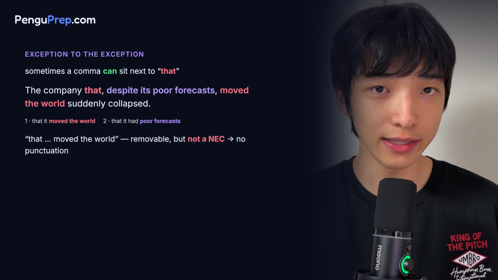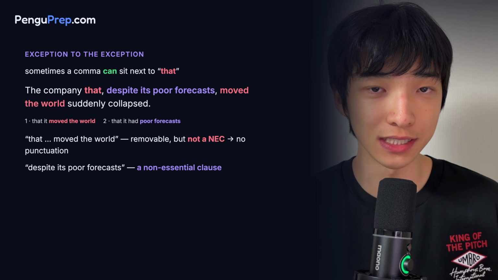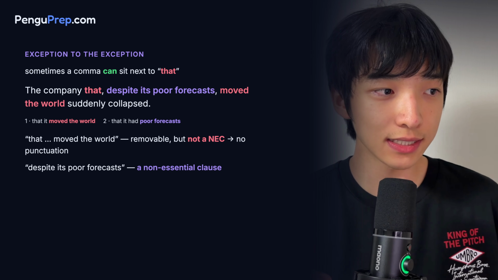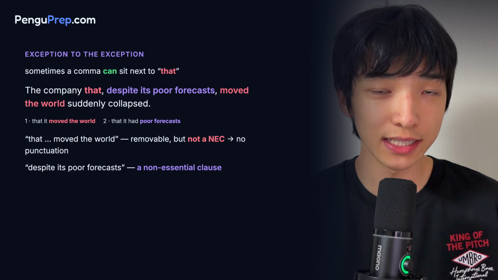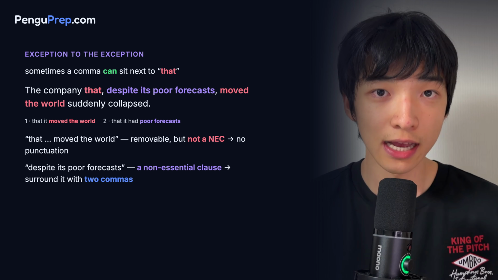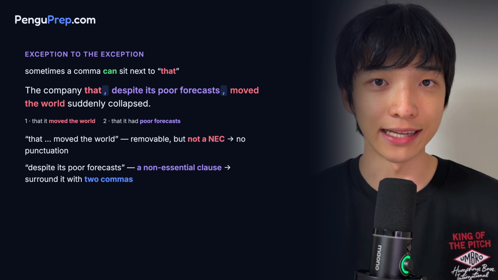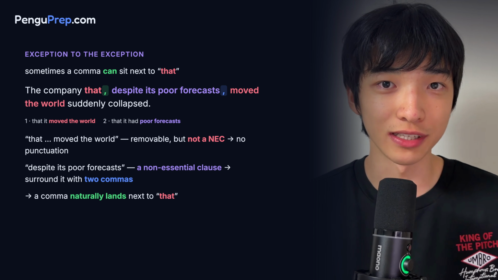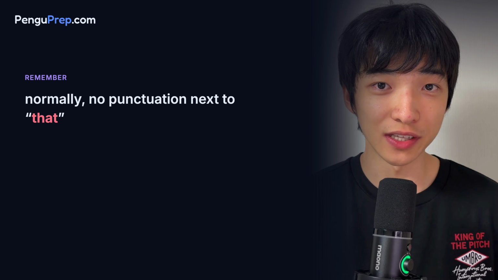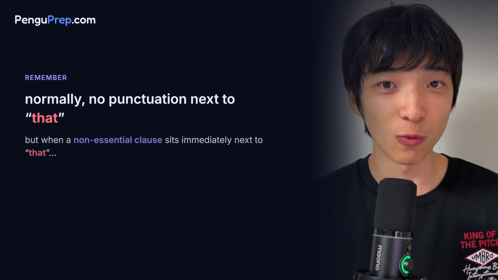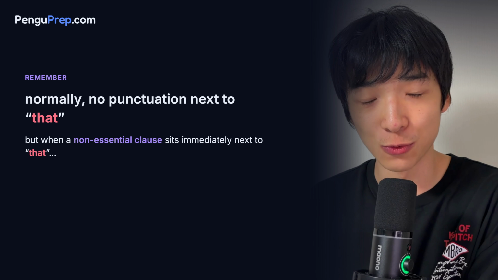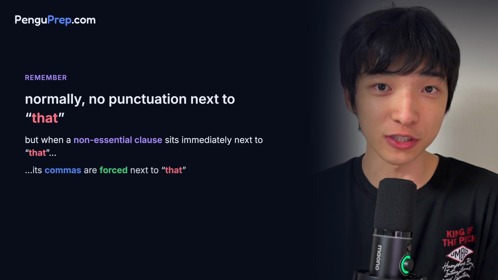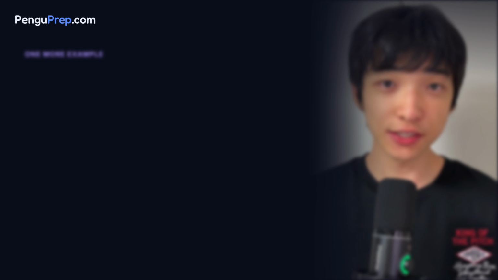But for the second one, it is a non-essential clause because we can remove it safely from the sentence, and there's no word "that" in the beginning. So because the second one is a non-essential clause, we need to follow the rule for non-essential clauses and place 2 commas, one at the beginning and the other at the end. And as a result, a comma naturally gets placed next to the word "that." So although there should be no punctuation next to the word "that" normally, there's an exception when the non-essential clause is immediately next to the word "that." Because we need to properly punctuate for the non-essential clause, we sort of force the punctuation to be next to the word "that."